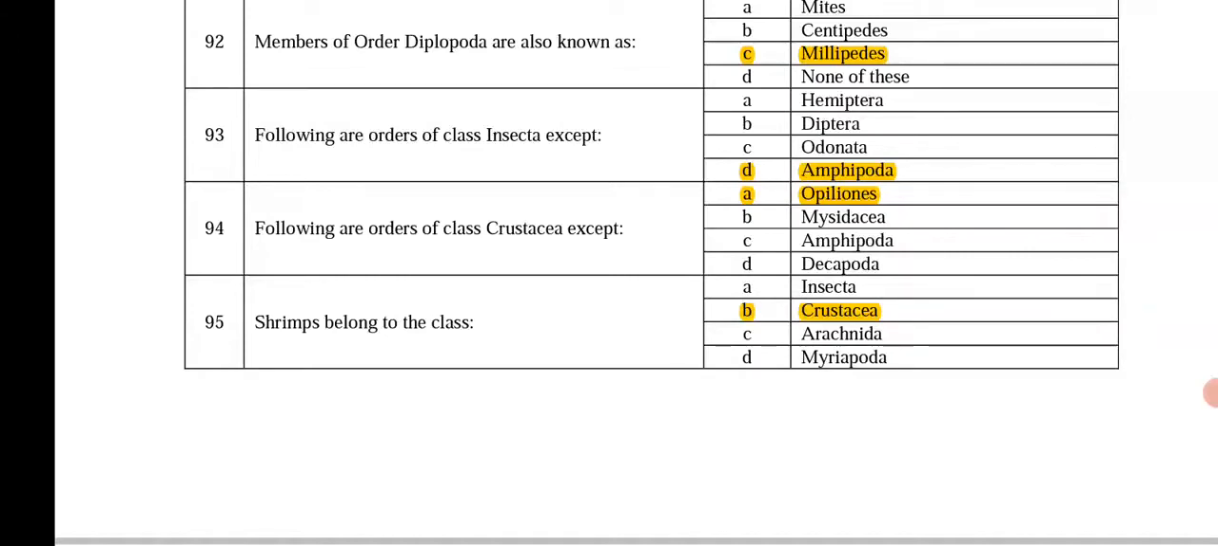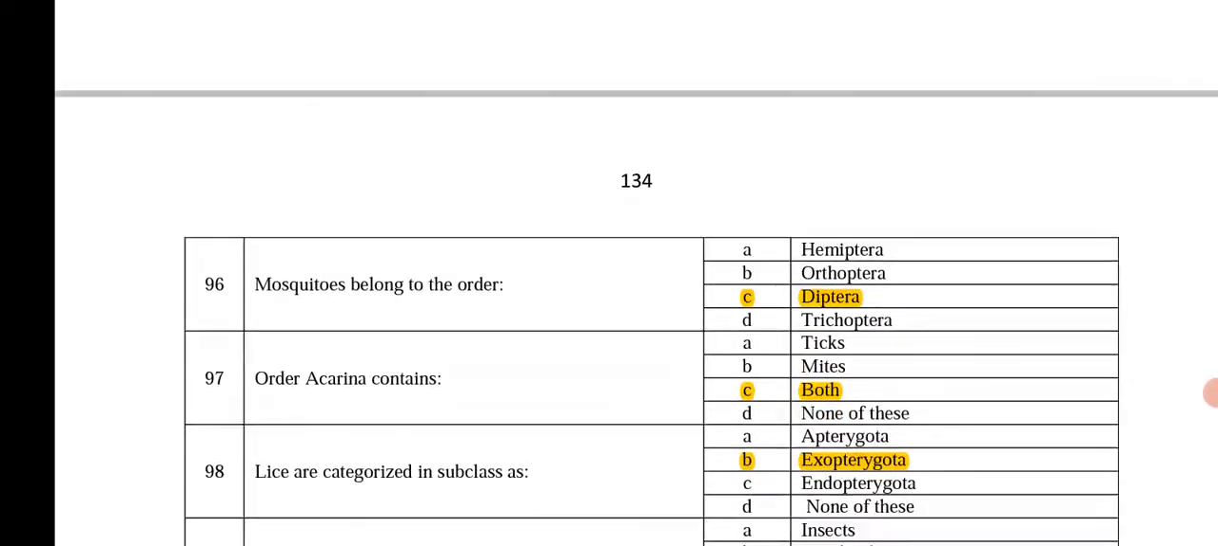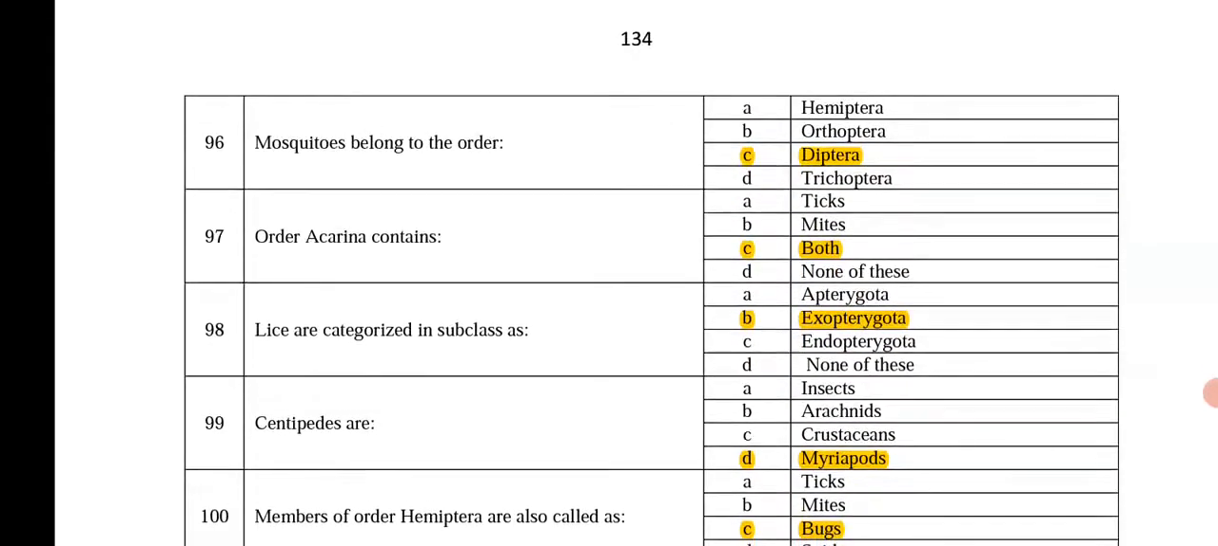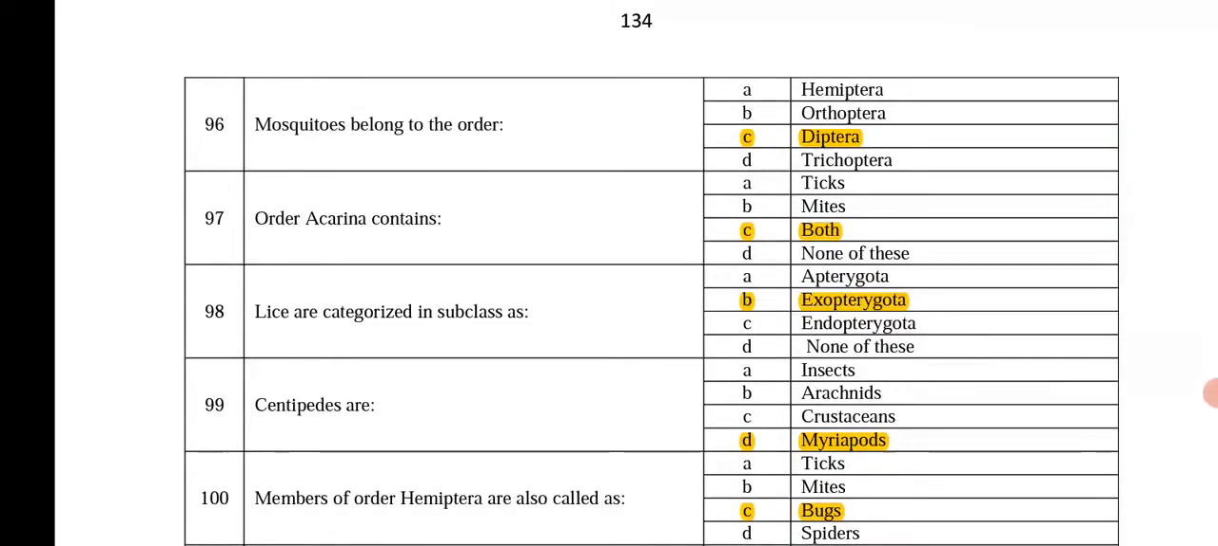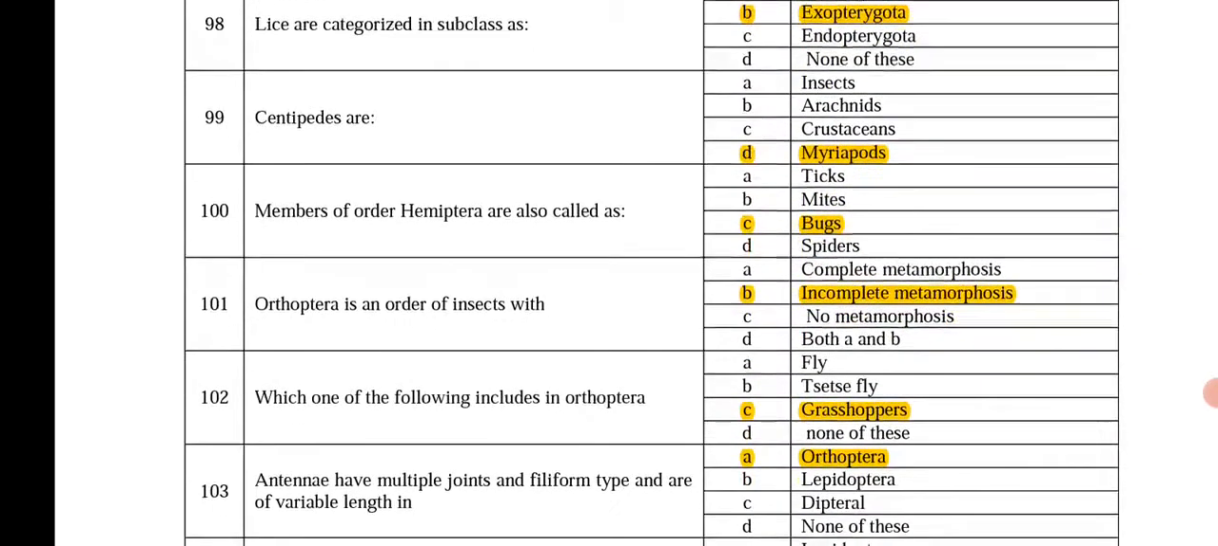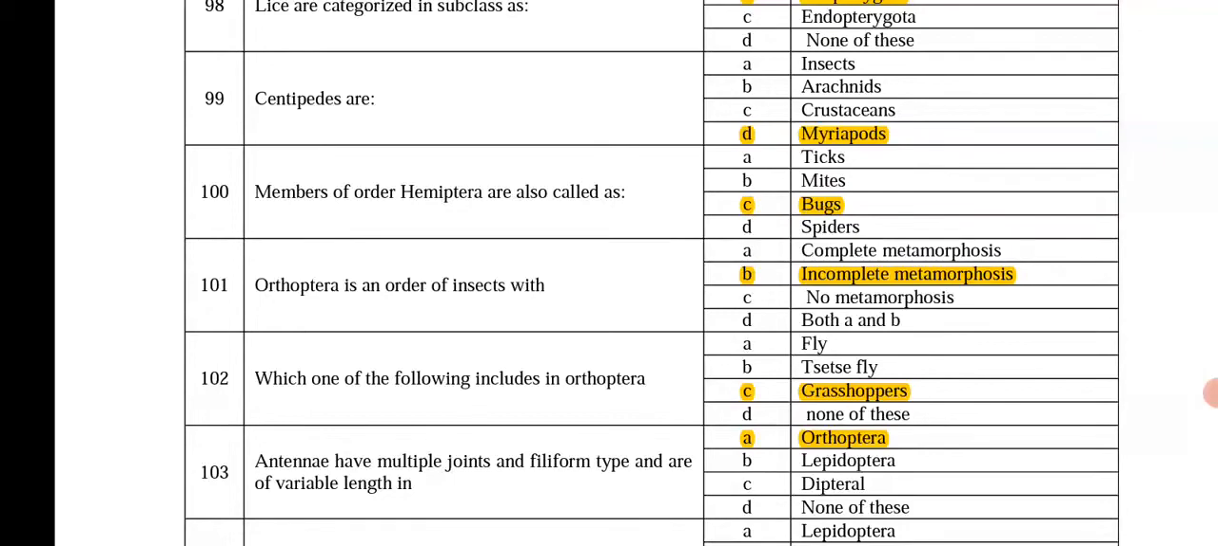Shrimps belong to class Crustacea. Mosquitoes belong to the order Diptera. Order Acarina contains both ticks and mites. Lice are categorized in subclass Exopterygota. Centipedes are myriapods. Members of Hemiptera are also called bugs. Orthoptera is an order of class Insecta with incomplete metamorphosis.